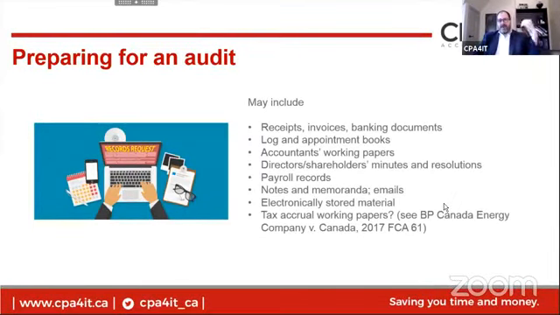Some of the most common things that are requested in a CRA audit are receipts, invoices, banking documents, logs and appointment books. Your automobile log is one of the most common areas being audited these days. So make sure that you have an automobile log and you're keeping track of that. And again, great technology. We're not going to be really going into that today, but QuickBooks Online now has a mileage tracker. MileIQ is another one that has a mileage tracker. There are also sensors that plug into your car. And now with GPS, it's so easy to actually do this.